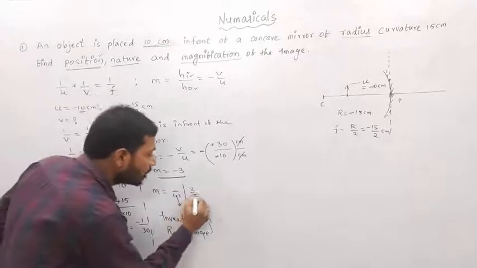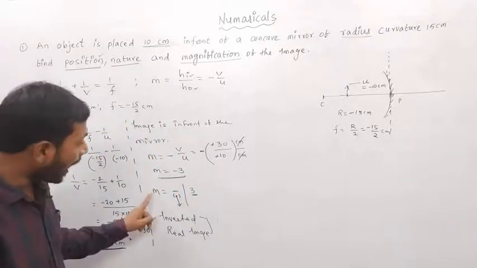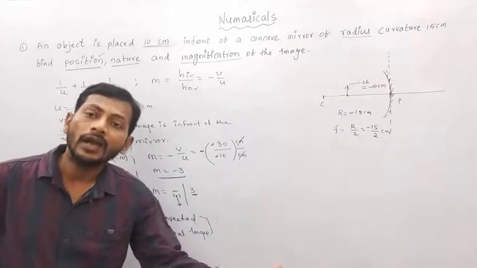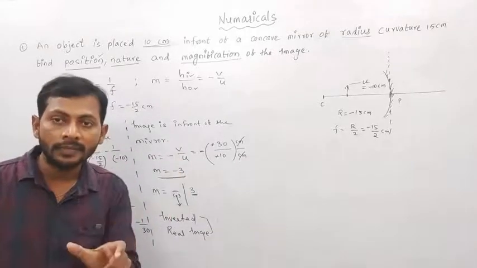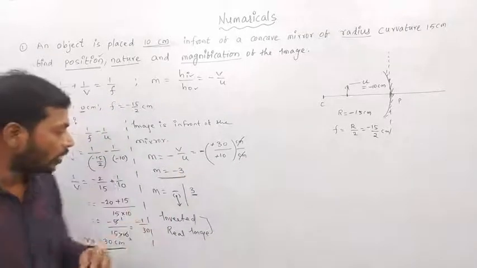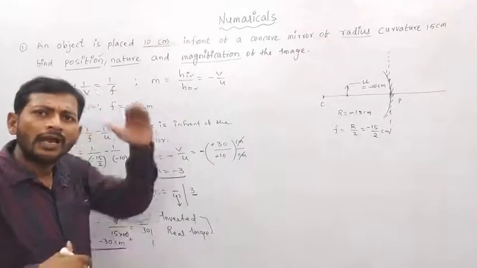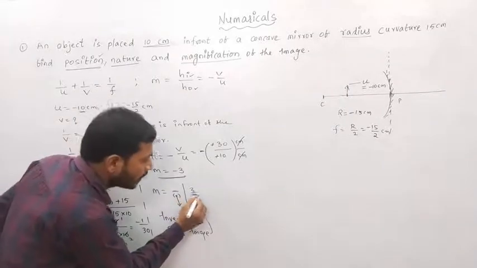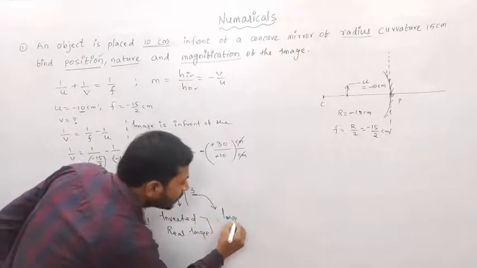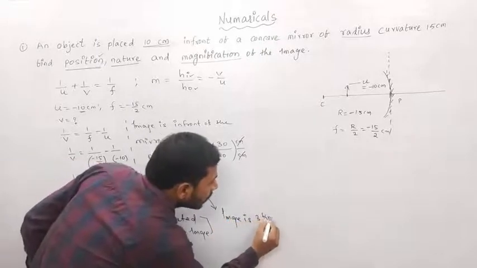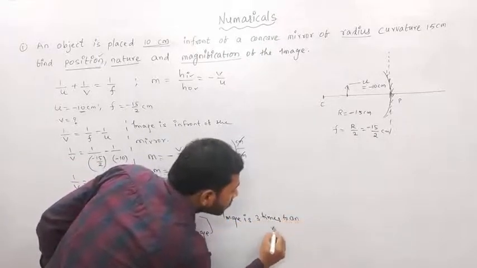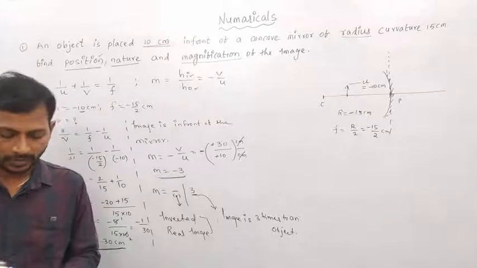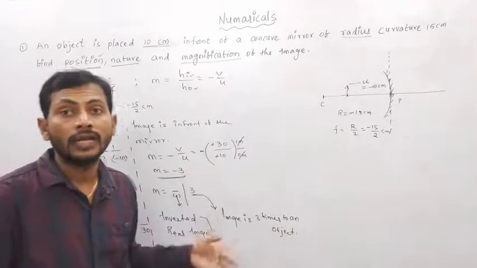And what is meant by 3? Magnification 3 means the image is 3 times the object. If we compare with the object, the image is 3 times. If you get confused about smaller or bigger, simply write whatever number you get here. I am writing here, image is 3 times to an object. This given question's answer is completed.